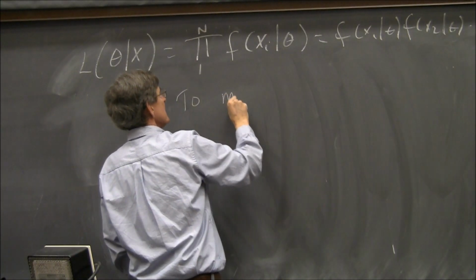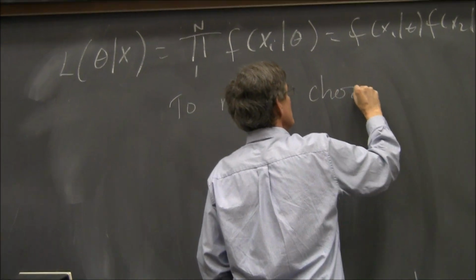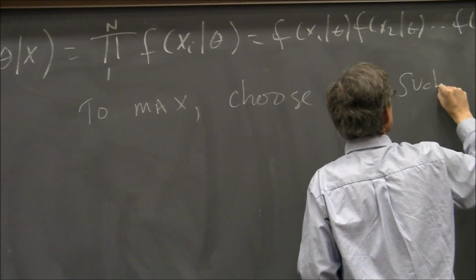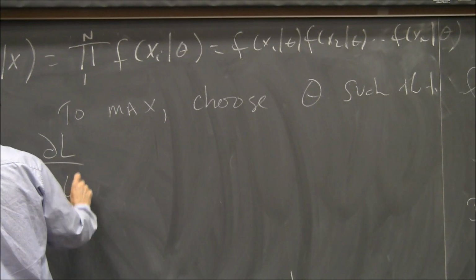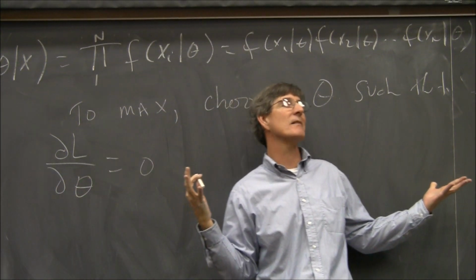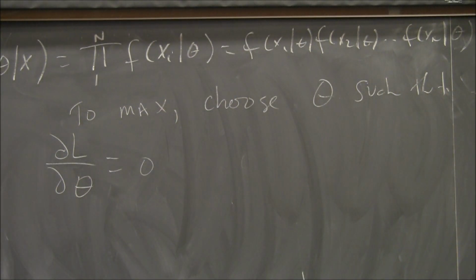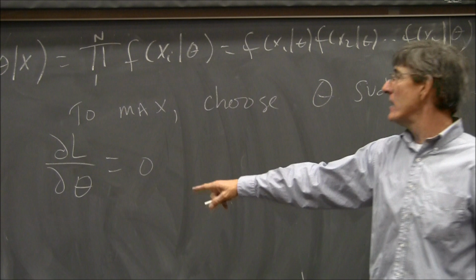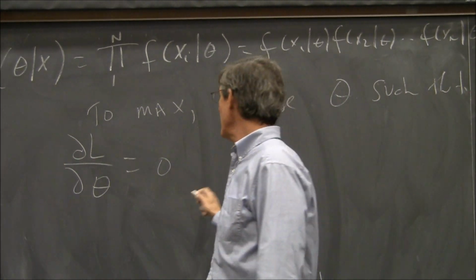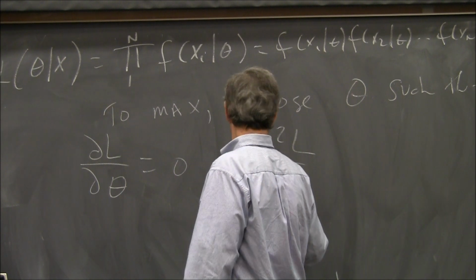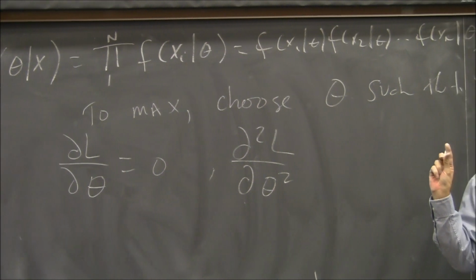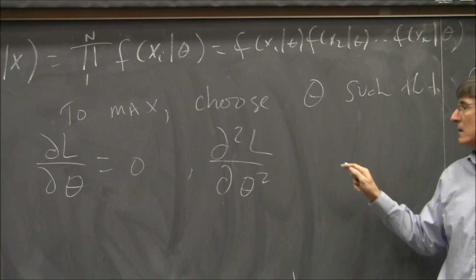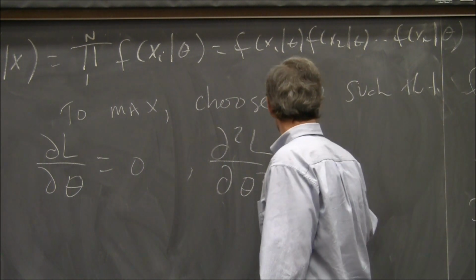So to maximize, choose theta such that the partial of L with respect to theta is 0. Remember how you maximize something? You take the derivative, set it equal to 0. That's what we're going to do here. And then we also need, if it's a maximum, what's the second derivative? It's always the opposite, right? It's negative. The second derivative has to be negative.